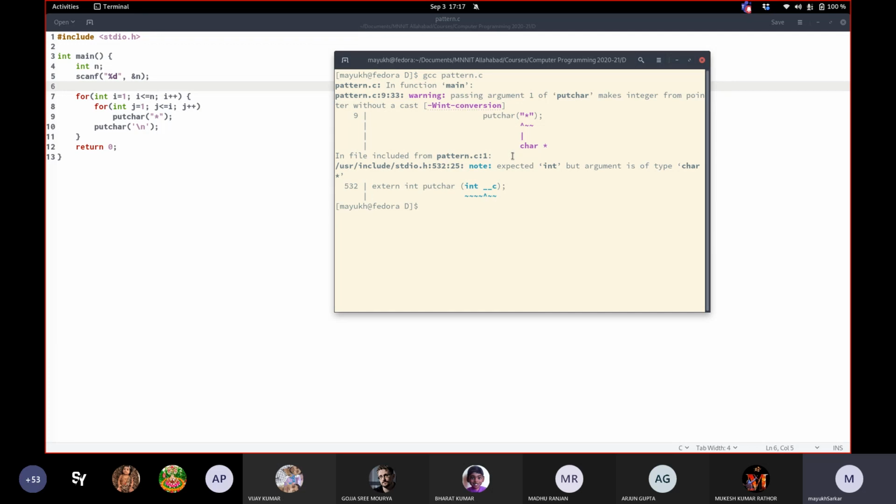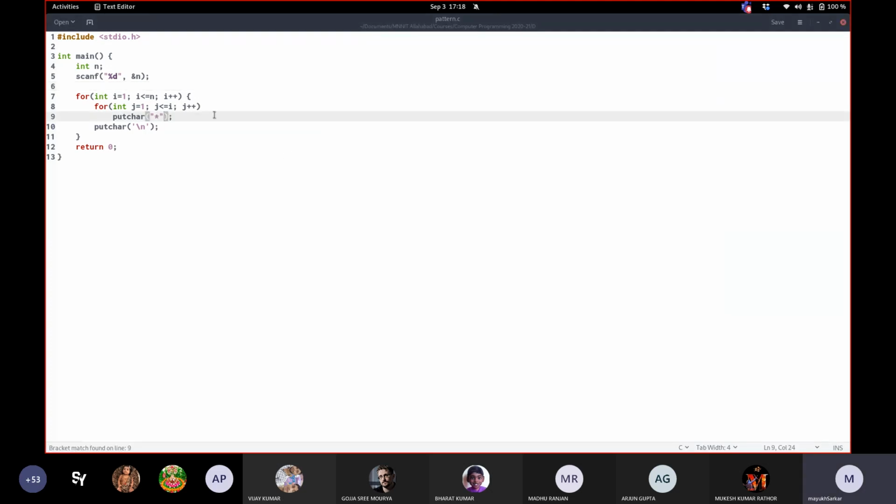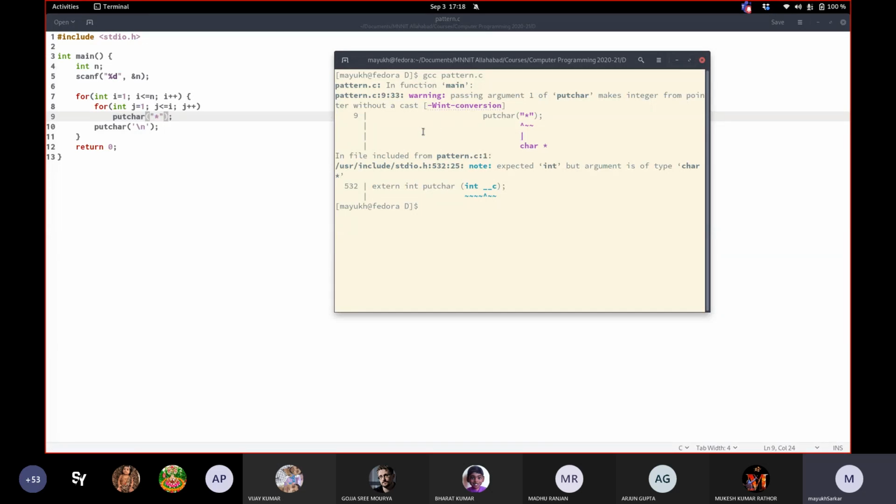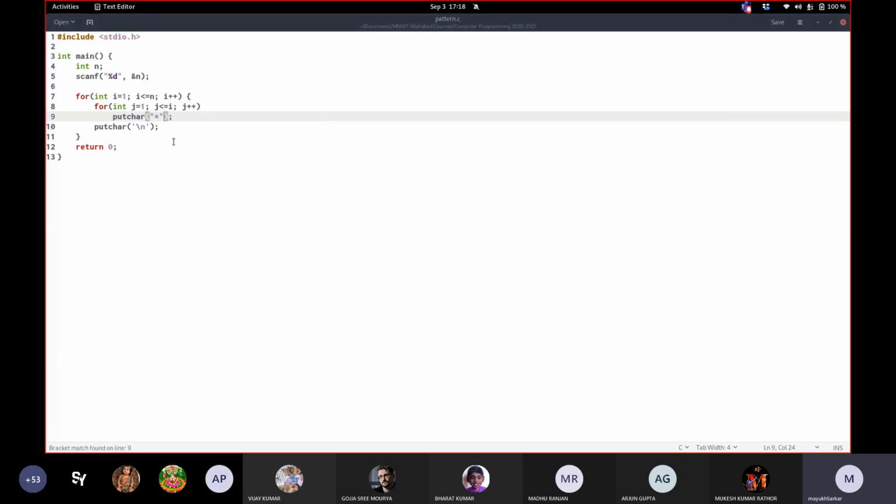And this is another thing I want to say. Even in later stages, sometimes warnings are unavoidable. You cannot avoid them. But whenever it is avoidable, avoid it like an error. Because you can see, putchar makes integer from pointer without a cast. What happens is that putchar in fact takes an integer as a parameter. But whenever you pass a string, the address of the string goes as the parameter, because a string itself is not an integer, but a character is. Okay, because a character is an integer.